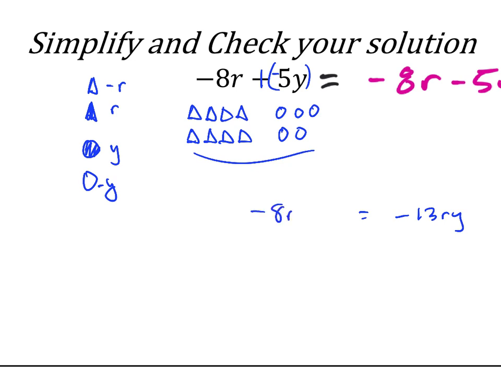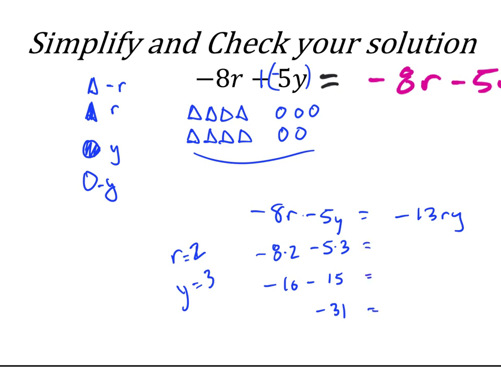So you've got to look at it again. Go to your original expression, so don't put that plus in there. Go to your original expression, minus 5y. Give two values. Let's say r equals 2 and y equals 3. So we're going to have negative 8 times 2 minus 5 times 3. That's going to be negative 16 minus 15, which is negative 31. Now let's see if we get the same thing. Negative 13 times 2 times 3, which is negative 13 times 6, which is negative 78.